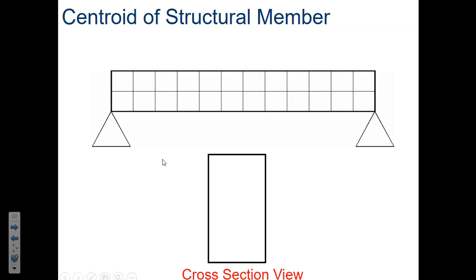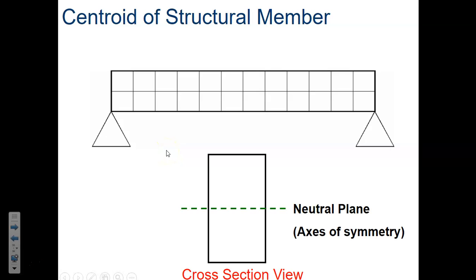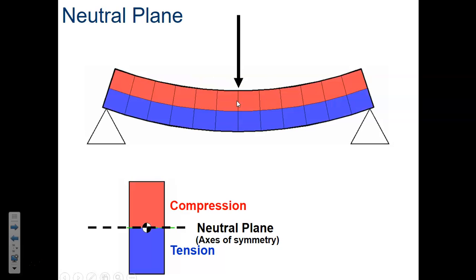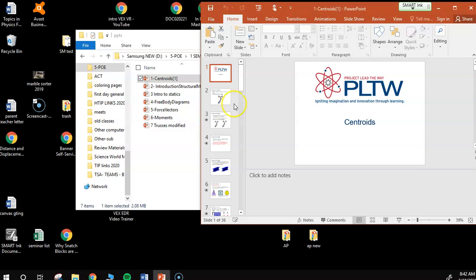Now, we're going to be using the centroid of an object to help analyze the structure of a beam in terms of its strength. The centroid determines the neutral plane where part of the beam is in compression and part of the beam is in tension. So when you push down on a beam, some of it is in compression and some of it is in tension. And the centroid marks out the neutral plane that's neither in compression nor tension.